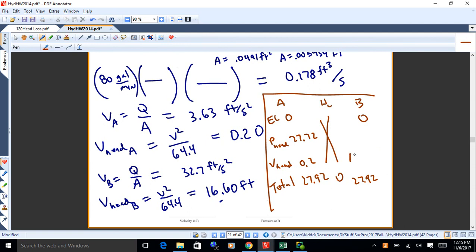This is 16.6. So the velocity head comes out to be 11.32. And so 11.32 feet times 0.433 PSI per foot, and that'll get you the PSI, and that's 4.90.